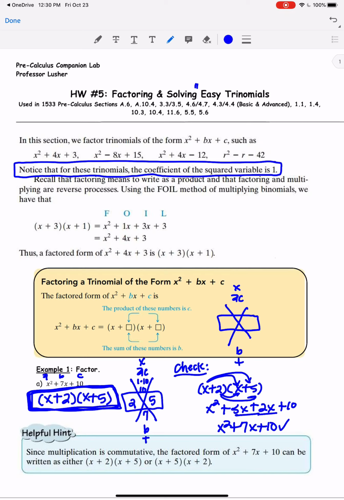And then down here it says that since multiplication is commutative, the factored form x squared plus 7x plus 10 can be written as either (x plus 2)(x plus 5), or reversed, (x plus 5)(x plus 2). A lot of times people will ask me, well, what happens if we switch these? And it's perfectly fine, as long as you have a plus 2 and a plus 5. Because 2 times 5 gives me 10, and 5 times 2 also gives me 10. It doesn't matter the order.